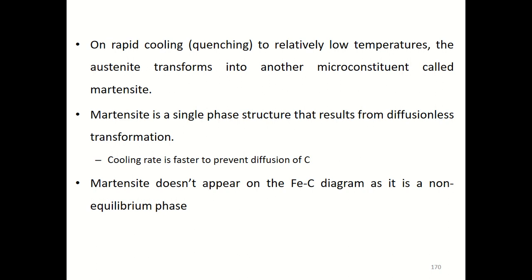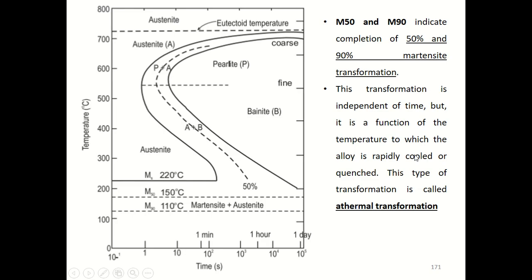So in this diagram we can represent the martensite transformation. If you look at this curve, that is also indicated below 215. So up to 540 pearlite, 540 to 215 or 220 say bainite, and if I am rapidly cooling below this temperature, I will get martensite. Here you can also see Ms, M50 and M90. Ms indicates the martensite formation starts. M50 indicates 50% of the martensite transformation has occurred. M90 indicates 90% martensite transformation has occurred.